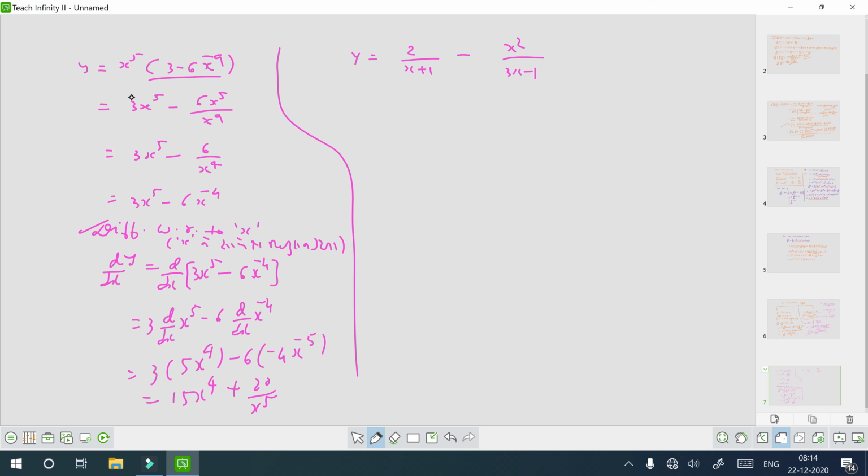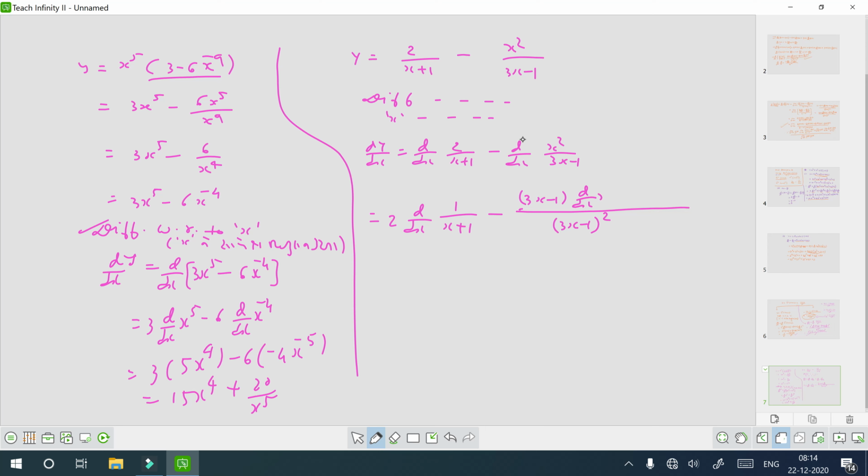Differentiate with respect to x, dy by dx is equal to d by dx of 2 over x plus 1 minus d by dx of x² over 3x minus 1. 2 ને બહાર લઈ લો, d by dx of 1 over x plus 1. અહીંયા ડિવિઝન રૂલ લગાડો. 3x minus 1 whole square, 3x minus 1, d by dx of numerator as it is, d by dx of denominator quantity, 3x minus 1.